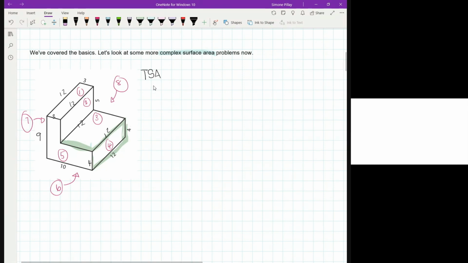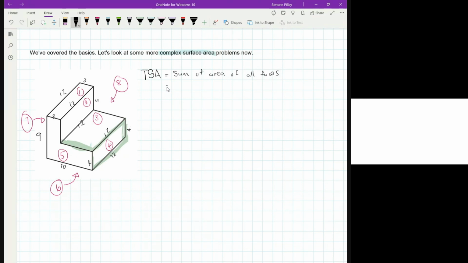Ma'am, may I please give the formula for surface area? For sure, you can. It is the sum of the area of all faces. 100%. So it's the sum of the area of all of my faces.